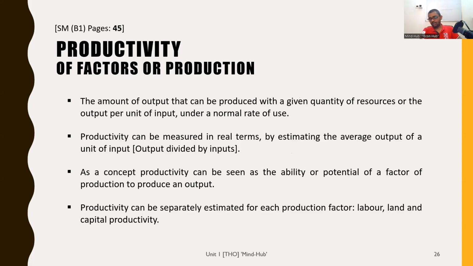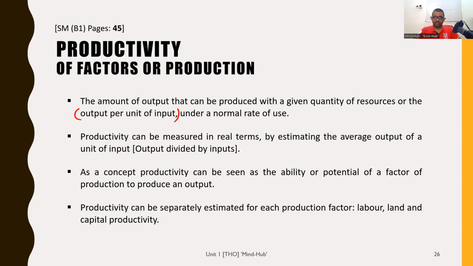Then we talk a bit about productivity, not a lot, but a bit. When we learn productivity, I'm sure you are moving on in the study material accordingly. First of all, we say productivity is the amount of output that can be produced with a given quantity of resources. Simple way to say, productivity is output per unit of input. If you measure the output per unit of input, that's called productivity.